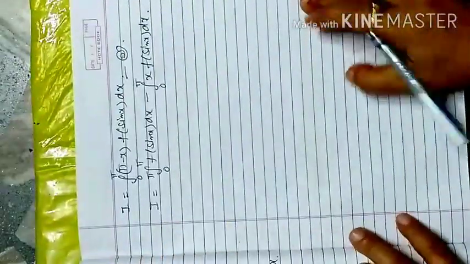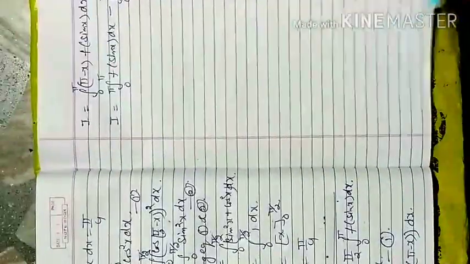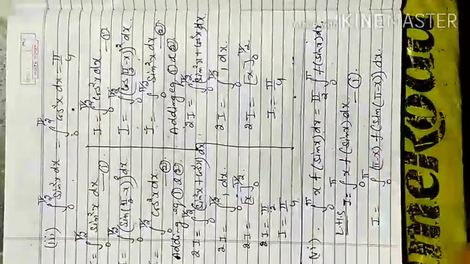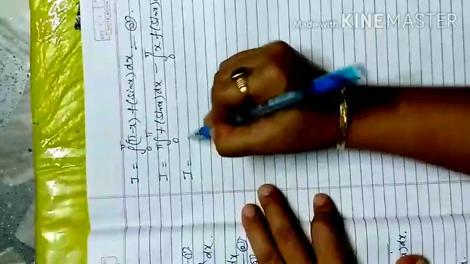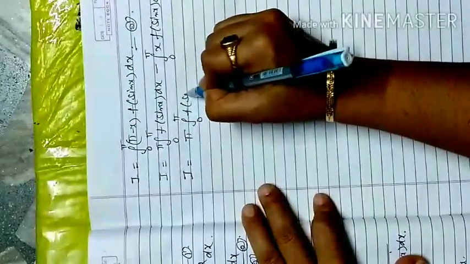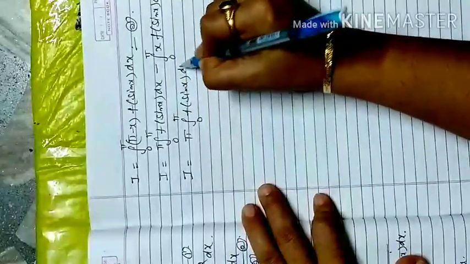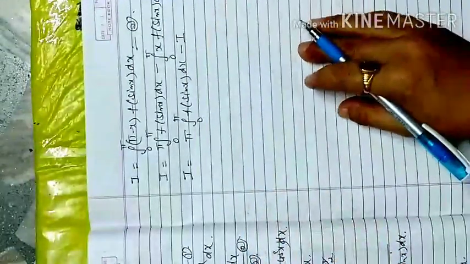So that will be there. If you look at this, this is the same as my original equation here, I, which I consider as equation 1. So in this equation 2, if I just replace the value of this, integral 0 to pi f sin x dx minus I, I replace this with my original equation as I.